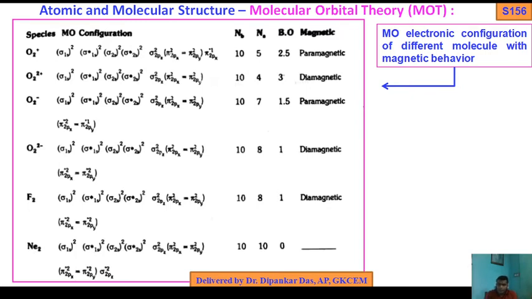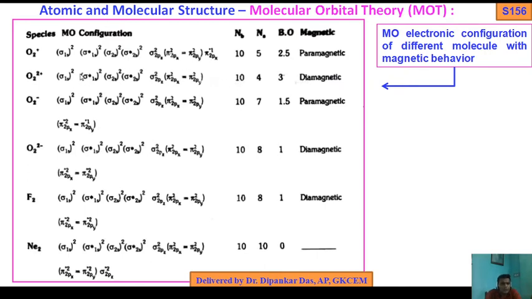In order to find out the bond order, we should know the MO electronic configuration. It is not possible to draw the MO diagram at that time, so that's why you should remember the MO electronic configurations. After writing MO electronic configurations, we get all the information: number of bonding electrons, number of antibonding electrons, bond order, and also magnetic behavior.